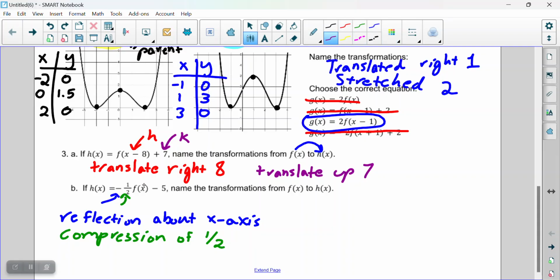There's no H here. There's nothing inside with the X, but there is a K on the outside. There's your K. That's going to be up and down. Translate down 5.